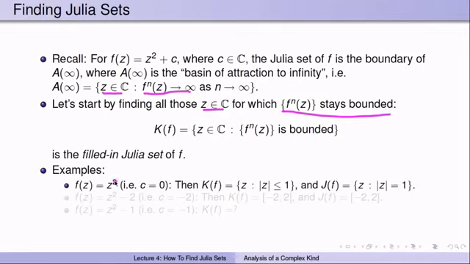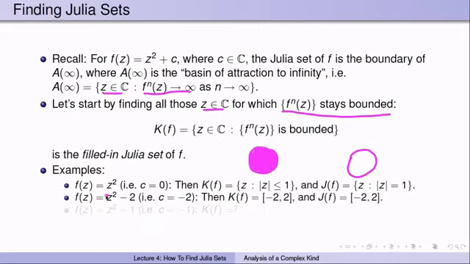f of z equals z squared. We looked at this function during the last lecture. This is the case where c is equal to 0, and we found that the Julia set is the circle of radius 1. Now we also know that points outside of that circle go off to infinity under iteration, and points inside the unit circle are attracted to 0 under iteration. So all points on the circle and inside the circle remain bounded under iteration, and therefore form the filled-in Julia set for the function f of z equals z squared.